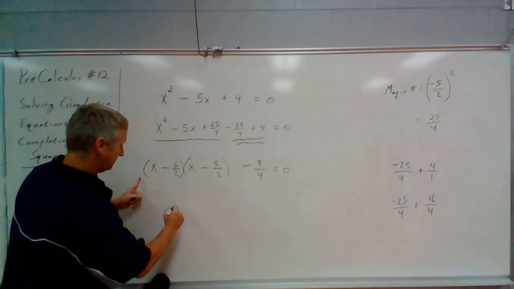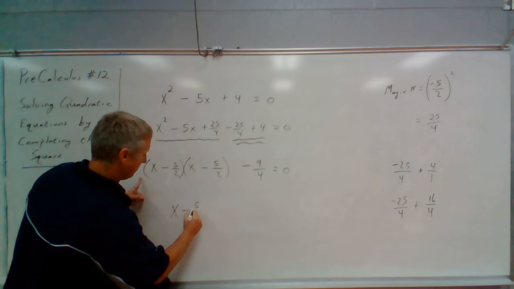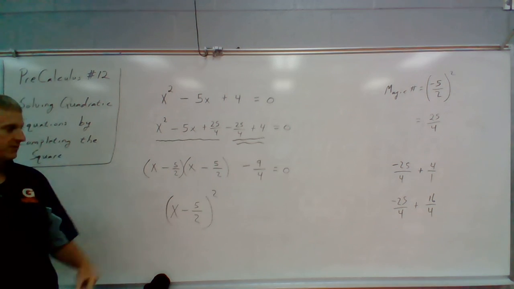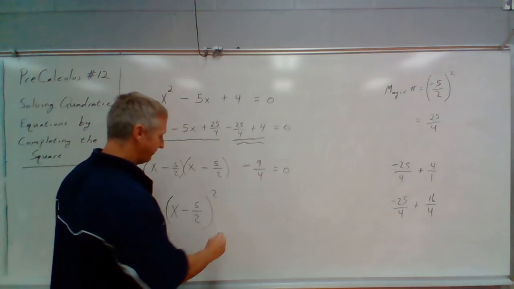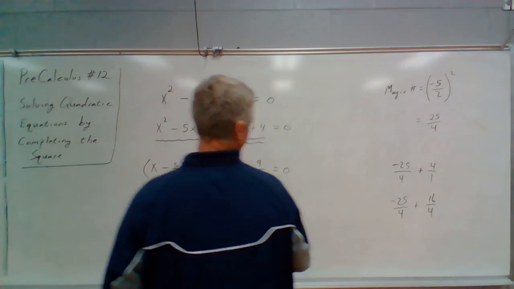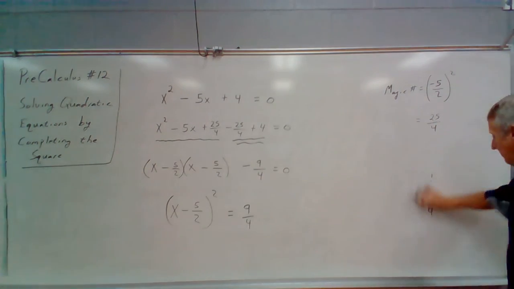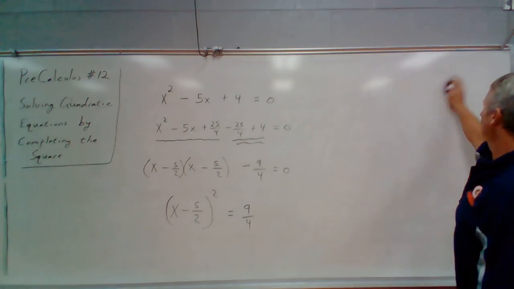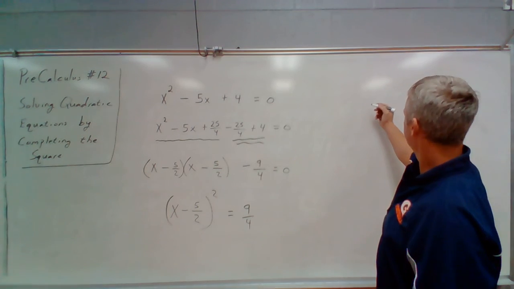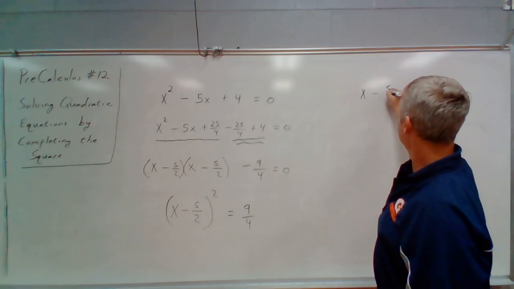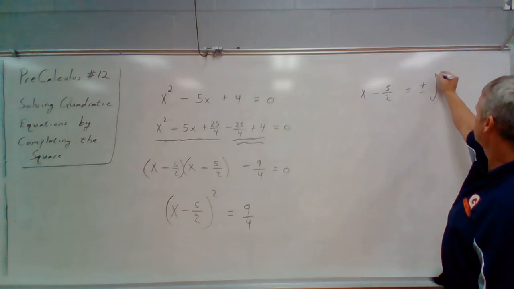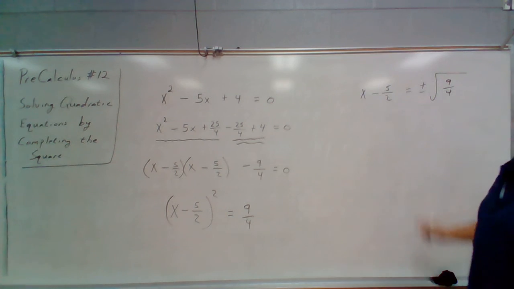I'm going to rewrite this so that it looks like that. So these are the same. I can write them as squared. I'm going to add 9 over 4 to both sides. I'm going to take the square root of both sides. So I will get x minus 5 over 2 equals plus or minus the square root of 9 over 4.